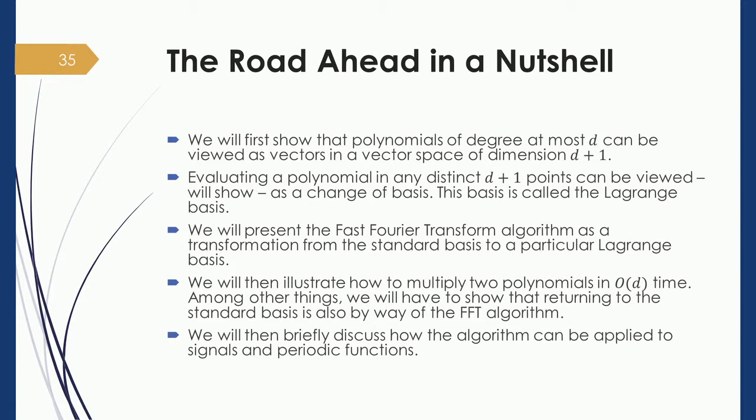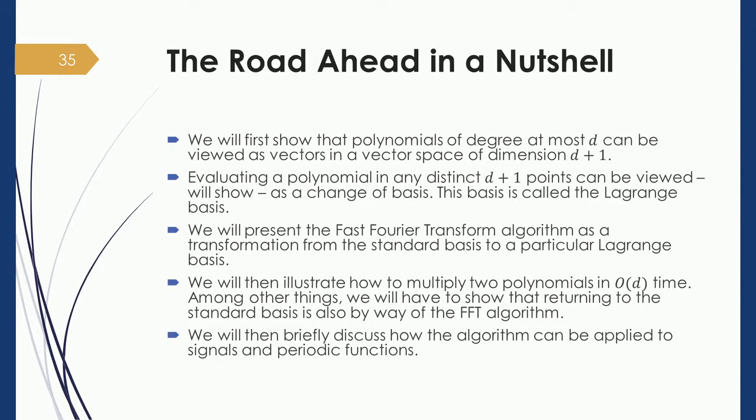Of course, once we get the product polynomial, it will unfortunately be in the Lagrange basis, because we will be multiplying the two polynomials in the Lagrange basis. So, in getting the product also in the Lagrange basis, we will have to find a way to return back to the standard basis. And as it turns out, this transformation back to the standard basis is also an application of the fast Fourier transform algorithm.